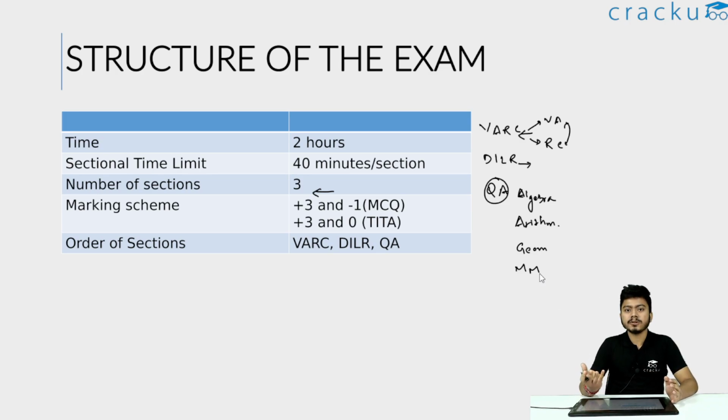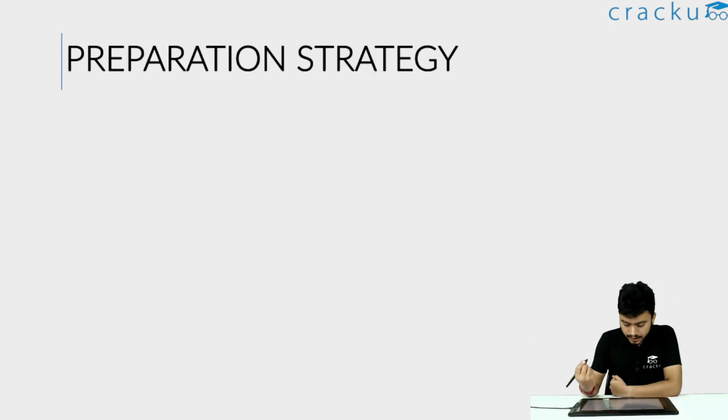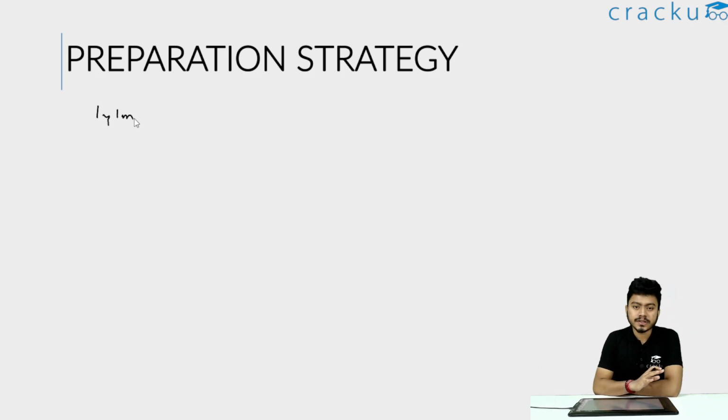Now I will switch to the preparation strategy. So this is the month of October and CAT normally happens in the last week of November. Considering this timeline, you have approximately 1 year and 1 month for your preparation, which is, believe me, a lot. So you can go on with this preparation in a very relaxed manner, but make sure that you have a schedule and you follow it.